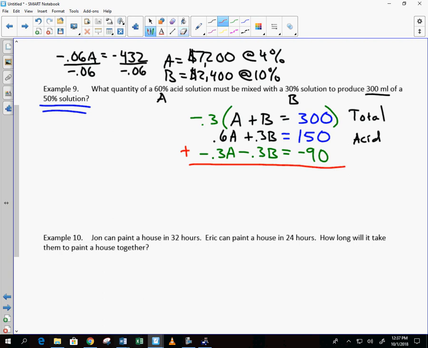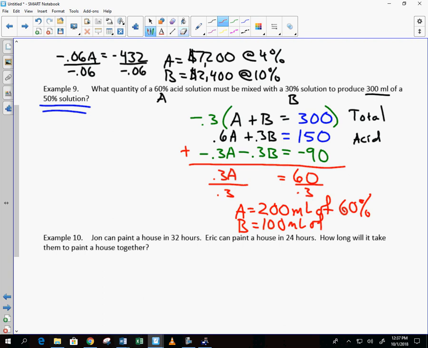I will add those together. 0.6a and negative 0.3a brings me to 0.3a. And 150 and negative 90 makes 60. Divide by 0.3. 60 divided by 0.3 is 200. So 200 milliliters of 60% acid. So how many milliliters of 30%? 100 milliliters of 30%.